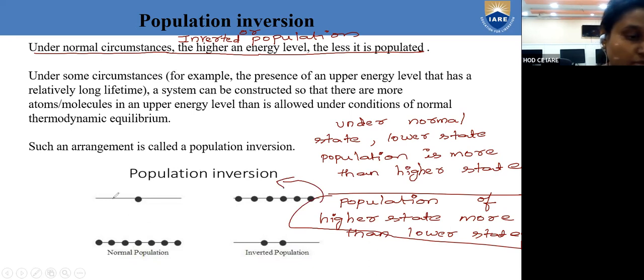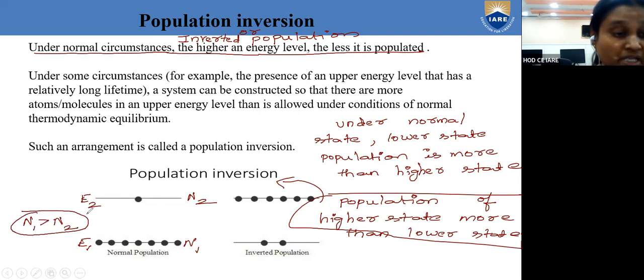Now see here, this is the normal population. This is E1 and this is E2. I have taken two energy levels, E1 and E2. Let us suppose that N1 is the population of E1 and N2 is the population of E2. Here we are saying that N1 is greater than N2. This is the case under normal circumstances, when I am not supplying any energy.